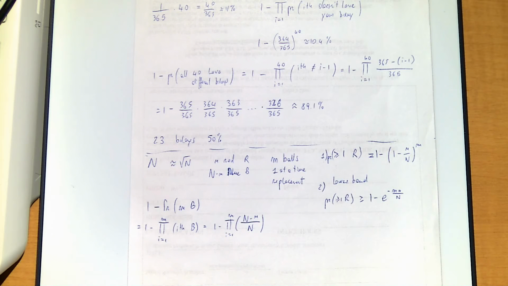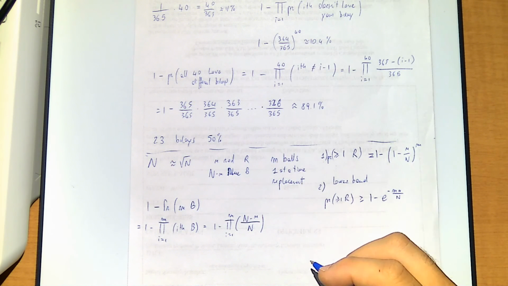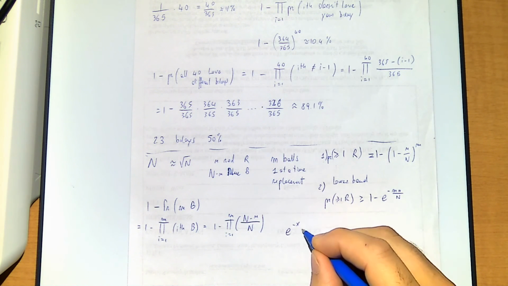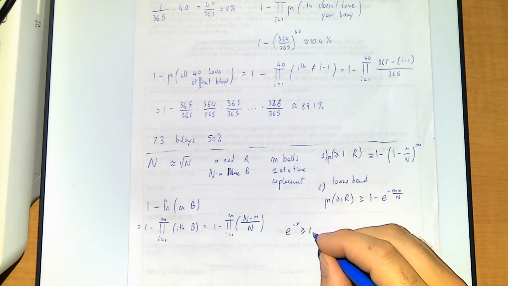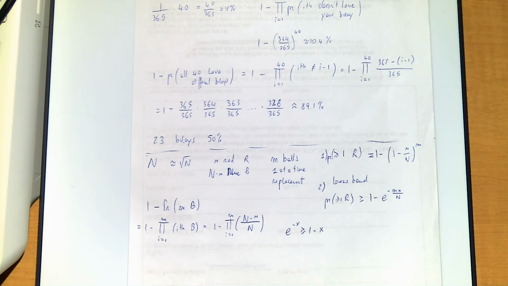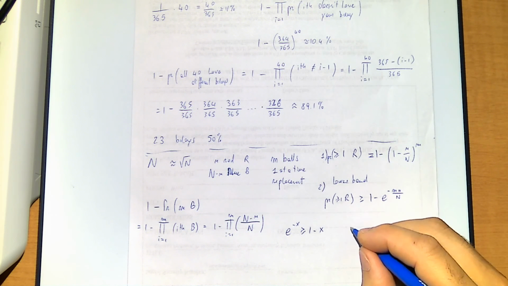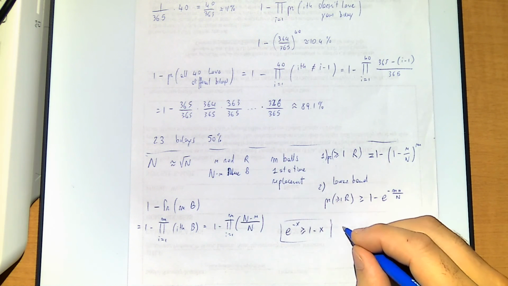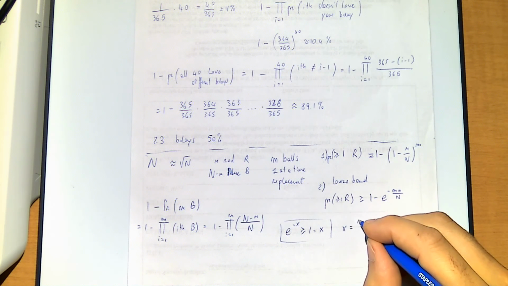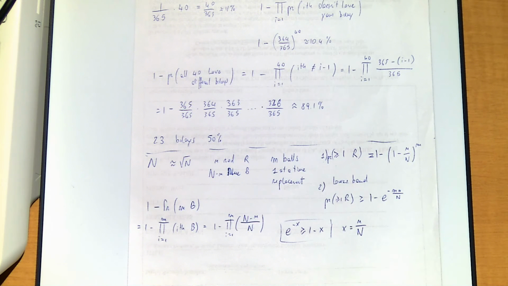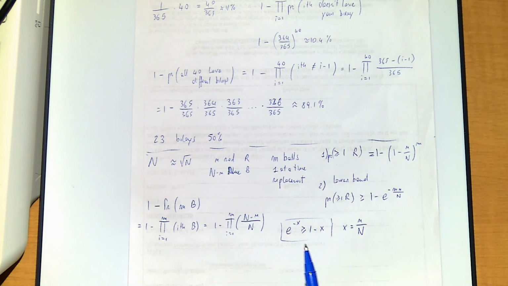For the second one, the trick that you use is that e to the negative x is always at least 1 minus x. This is a well-known thing from calculus. Okay, and so you can use this fact. If you set x equal to n over N, which is exactly the proportion of red balls, and you take this to the power of m and use the inequality, then you'll get your result.